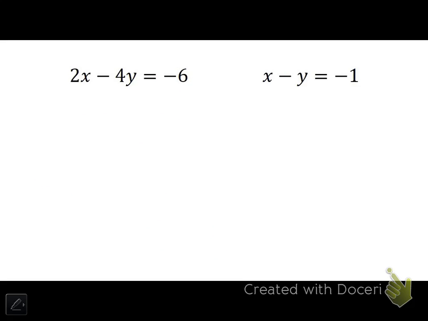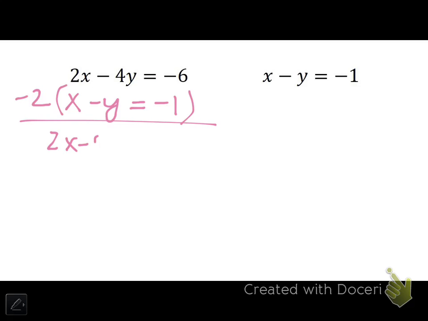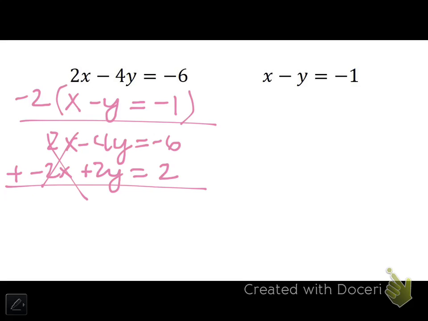Alright, x and y are on the same side again. Let's go ahead and get rid of my x's again, so we'd have to multiply by negative 2, because again, one has to be positive, one has to be negative. Negative 2 times x is negative 2x, negative 2 times negative y is 2y, and negative 2 times negative 1 is 2. Always remember to do it after the equal sign too. We add down, our x's cancel. Negative 4y plus 2y is negative 2y. Negative 6 plus 2 is negative 4.